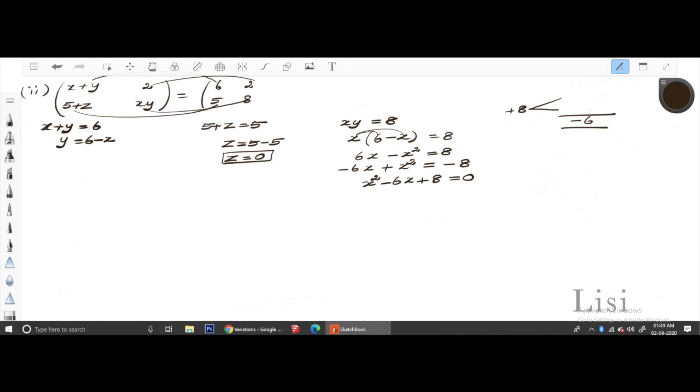4 2s are 8 and 4 plus 2 is 6, isn't it? So, minus 4 and minus 2. Right, so here it is: x square. In the place of minus 6x, you write minus 4x minus 2x plus 8 is equal to 0. Now you group it up.